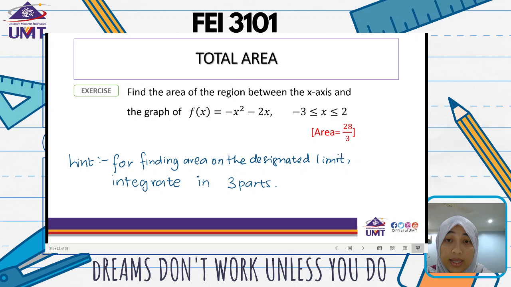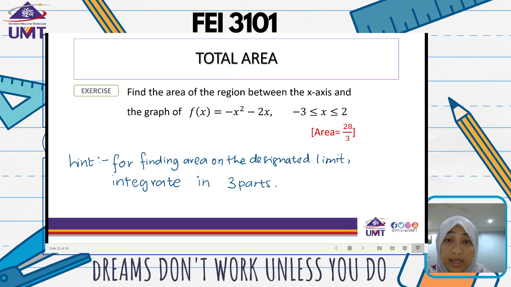Find the area of the region between the x-axis and the graph of f(x), where f(x) equals negative x squared minus 2x. The range is already given, from negative 3 to 2. So this is the answer, which is 28 over 3. Since the answer is given, it's easier for you. Try to sketch the graph, find the range, and find out which is the negative and positive area. Then add them together.